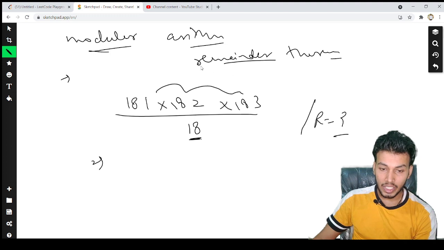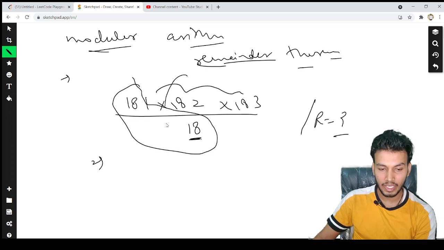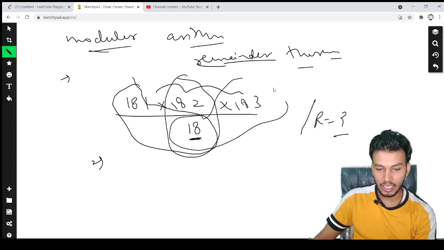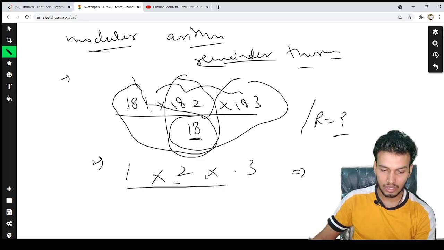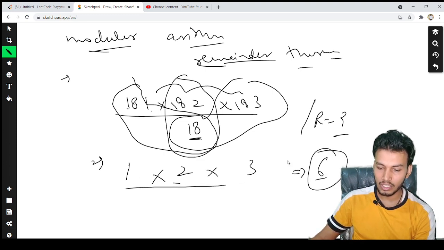So the remainder theorem states that if we have numbers multiplied with each other, find the remainders separately. We know that 18 tens are 180, so the remainder will be 1 for this one, 2 for this one, 3 for this one, and then multiply the remainders, so it will be 6. So the remainder will be 6. Okay, so this is my remainder theorem.